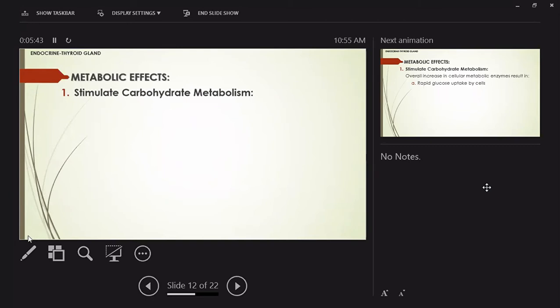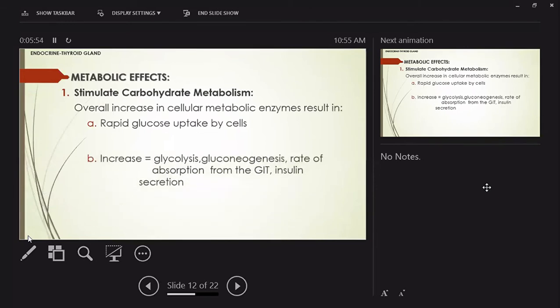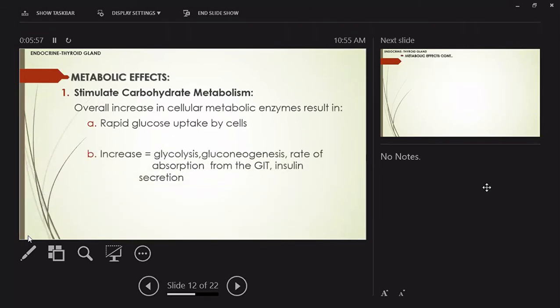It stimulates carbohydrate metabolism. The overall increase in cellular metabolic enzymes results in rapid glucose uptake by the cells. Increased glycolysis, gluconeogenesis, and rate of absorption from the GIT, and insulin secretion. Because there is rapid glucose uptake by the cells, absorption is rapid. Thus, insulin is needed.